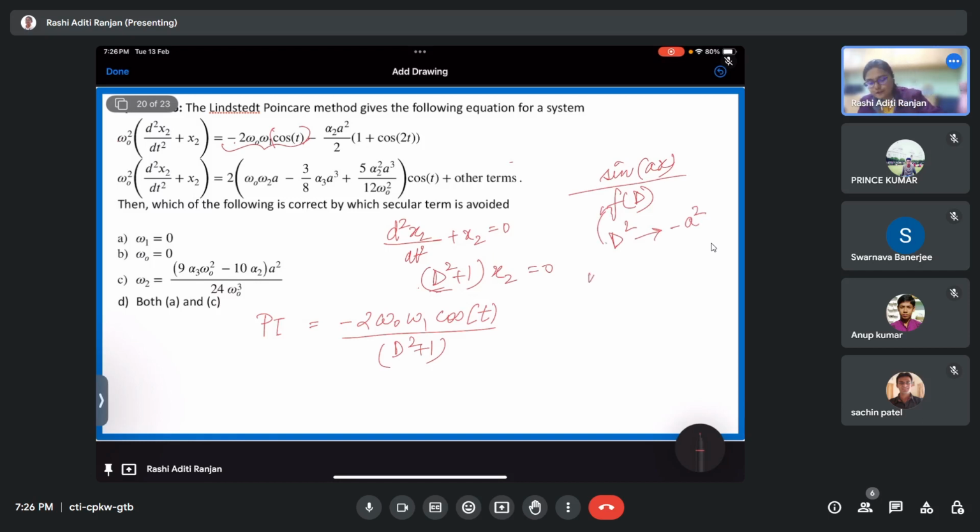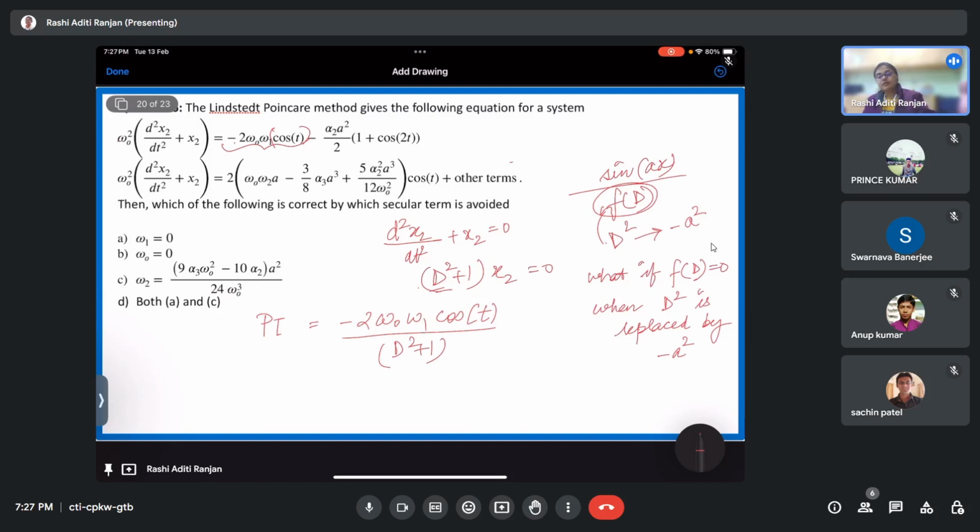But what if f of D is equal to 0 when D square is replaced by minus of a square? This will become 0. It will become an undefined value. So then what do we do?